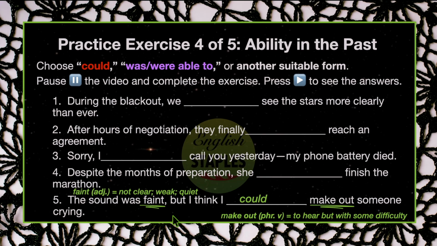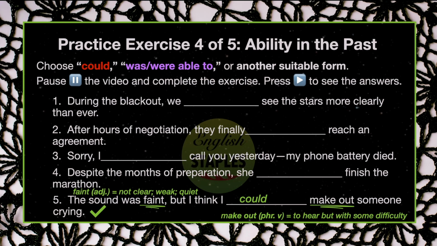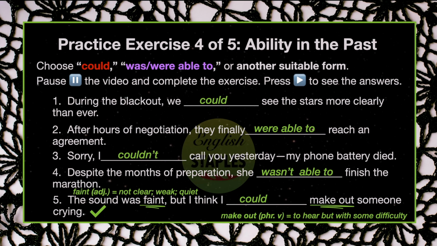If you say could, I totally agree with you. Why do we use could? Because of the hearing. Hear is a natural ability, it's an inborn ability, one of our senses, right? Now, pause the video, complete the exercise. When you finish, press play to see the answers. Here are the answers. Did you get them right?